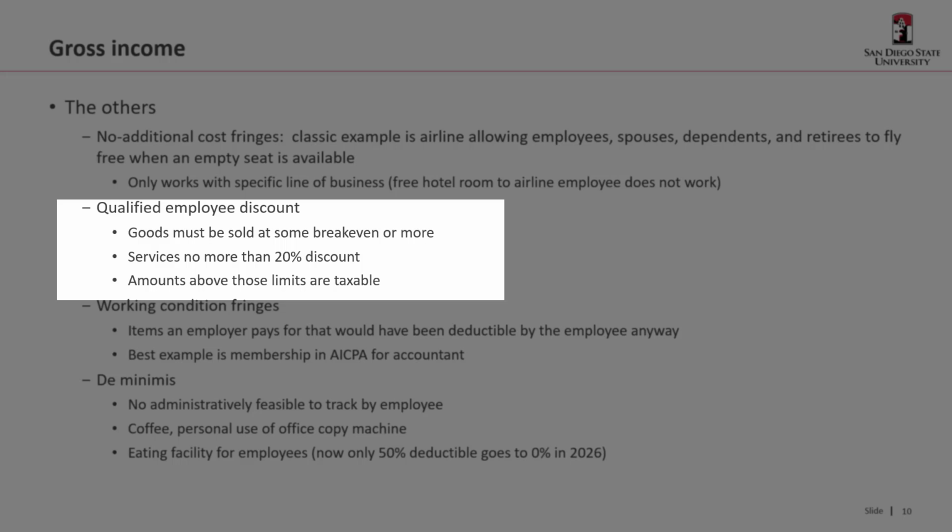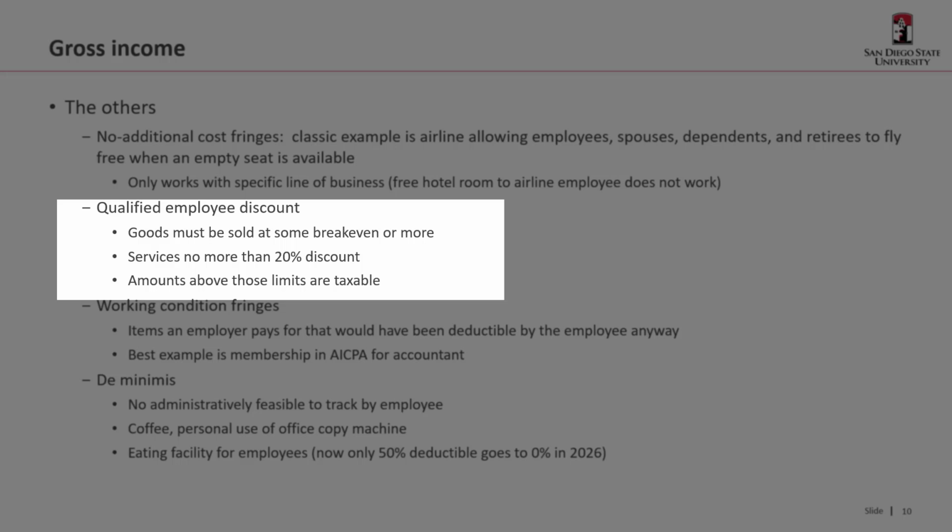If it's services, then the discount that is permitted against the regular customer price can be no more than 20%. So if you give someone a 21% discount on services, that's going to be a taxable discount as opposed to non-tax. So let's say that a secretary, an administrative assistant, I should say, works at a law firm, and she's getting divorced, and the lawyers decide that they'll provide divorce law services at a discount. If they do it at no more than 20%, then that discount's not taxable. Anything above those limits is taxable.